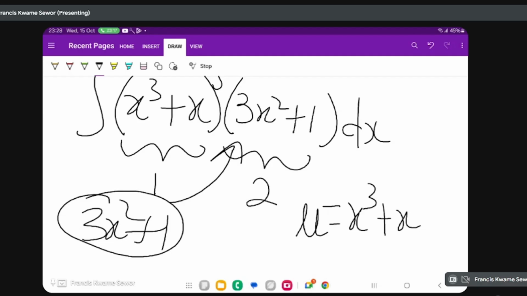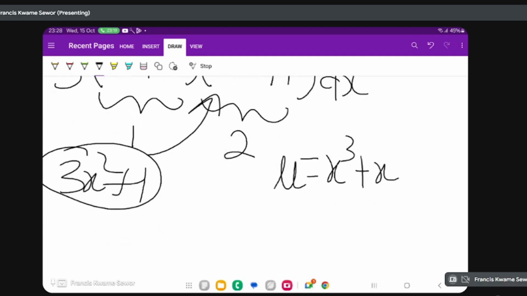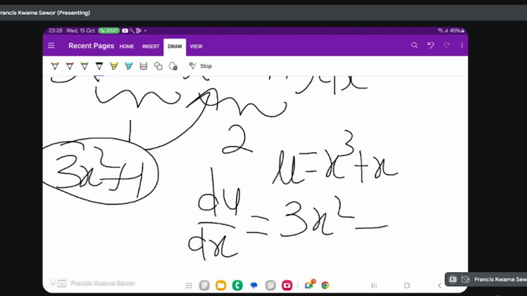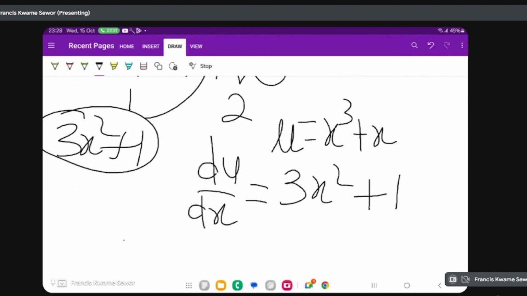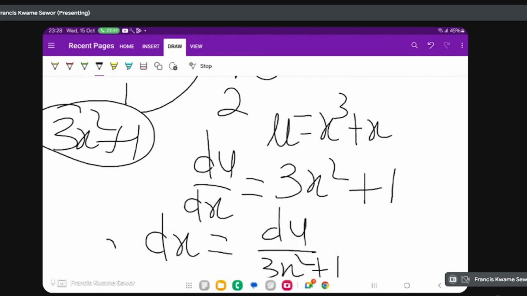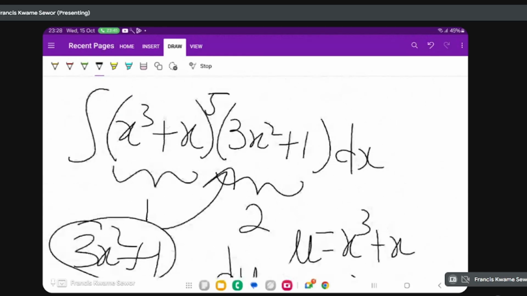Let me solve this one fully. I need to find du over dx. That will give me 3s squared plus 1. Now I need to make the s the subject, so ds is equal to du over 3s squared plus 1. Then I need to put that inside the equation.